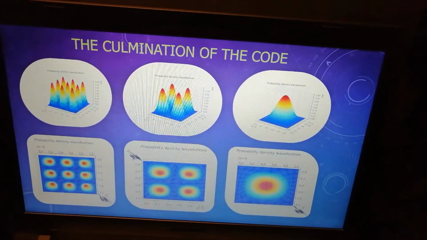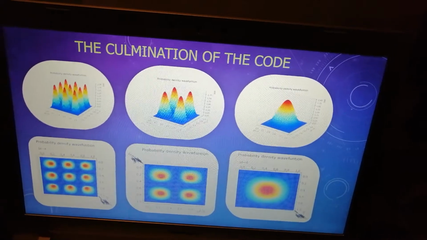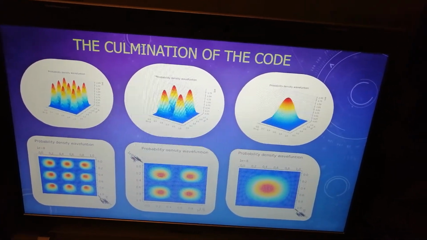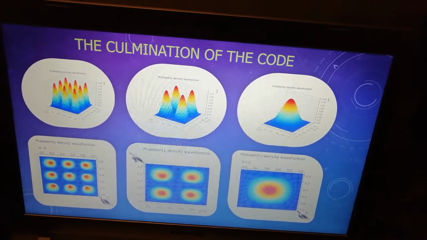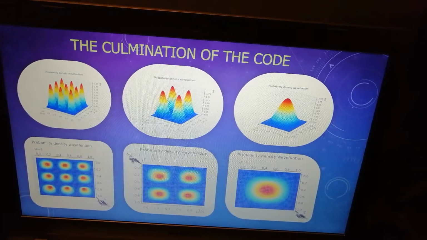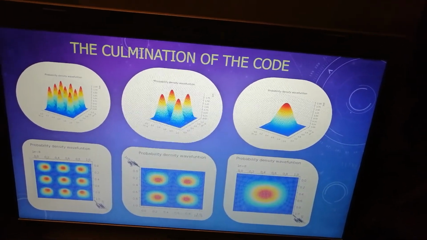Now this is when we model it using the probability density equation, which gives us the probability density of this particle in this environment, which is why you can see everything is positive and there are no negative values. And from a top-down perspective, they are all the same.